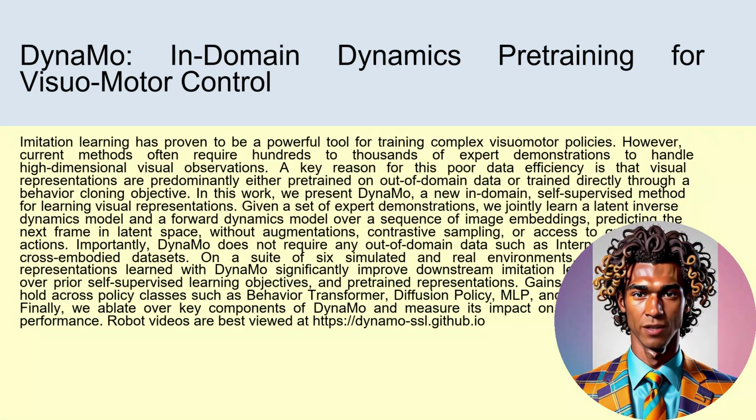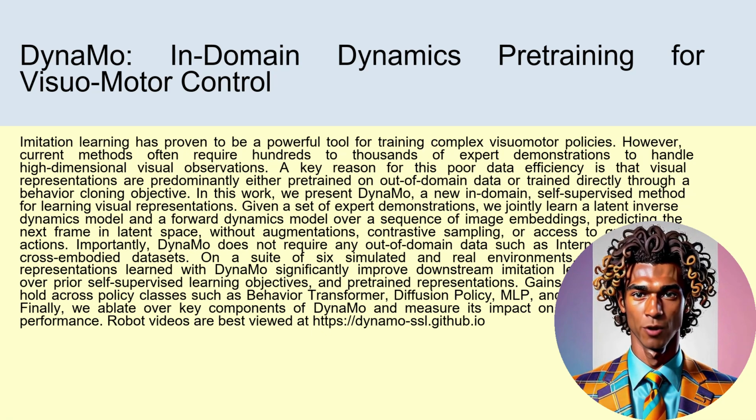In the research titled Dynamo, In-Domain Dynamics Pre-Training for Visual-Motor Control, the researchers tackle the challenge of training robots to learn complex tasks by observing human demonstrations. The problem is that existing methods often require a huge amount of data, like hundreds or thousands of videos showing the task, to teach a robot how to do things. This is because the robots struggle to understand what they're seeing in the videos.